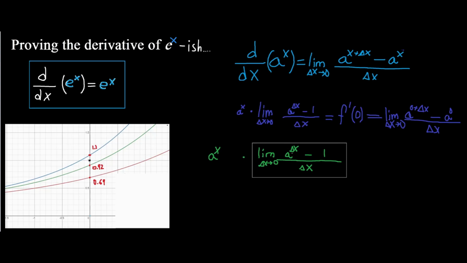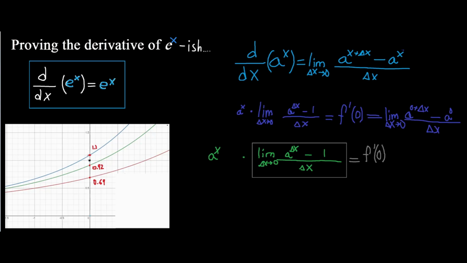So what that means is that this right here will always be equal to f prime of 0, no matter what a is. You're going to have different derivatives at 0 for different values of a, but it will always be equal to f prime of 0.